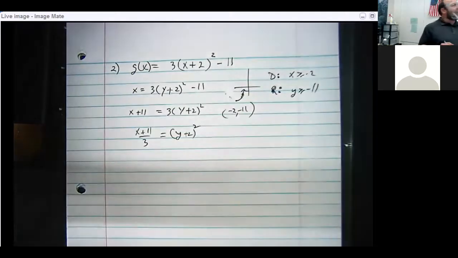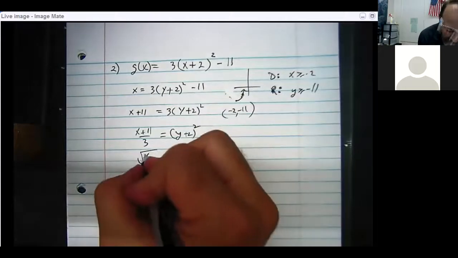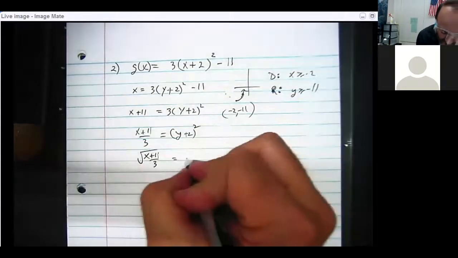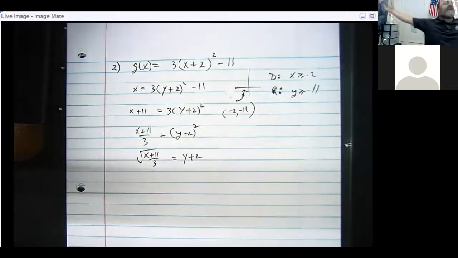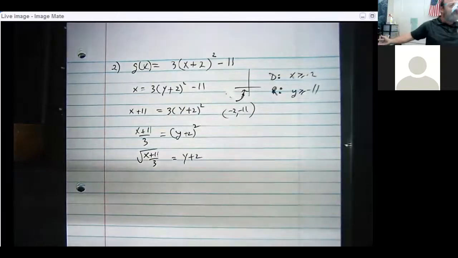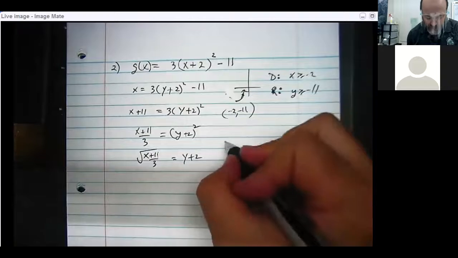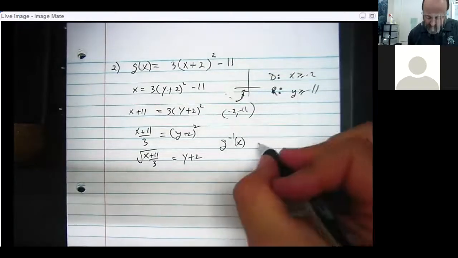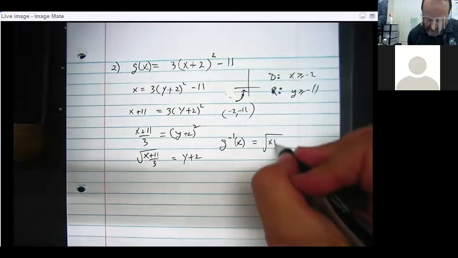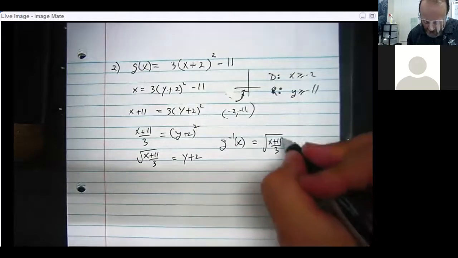Caitlin, what would we do now? Take a square root. I love it. So we're getting closer. Getting closer and closer and closer. And of course, the last little step, the only thing left, minus the 2. And of course, we're going to call this thing g inverse of x, right? G inverse of x should be the square root of all this stuff with a -2 at the end.